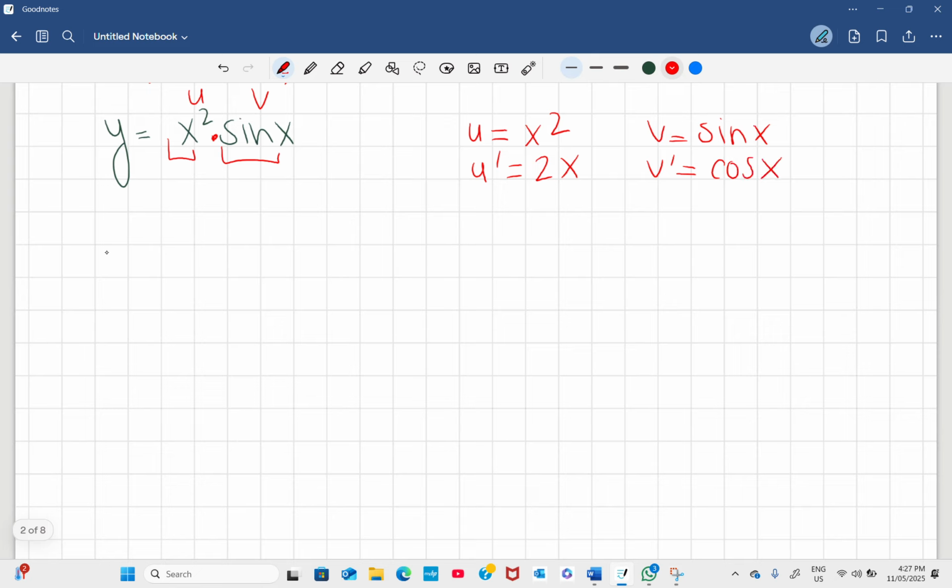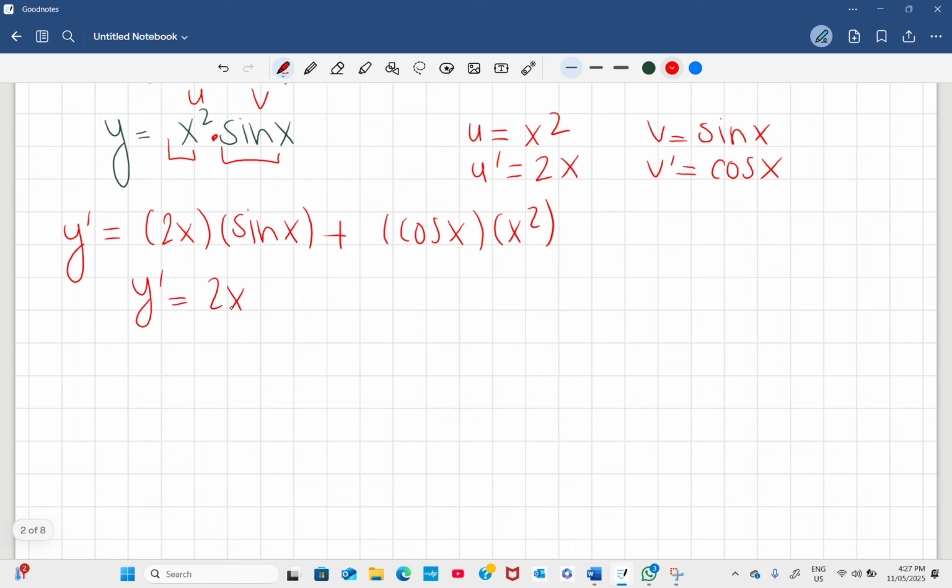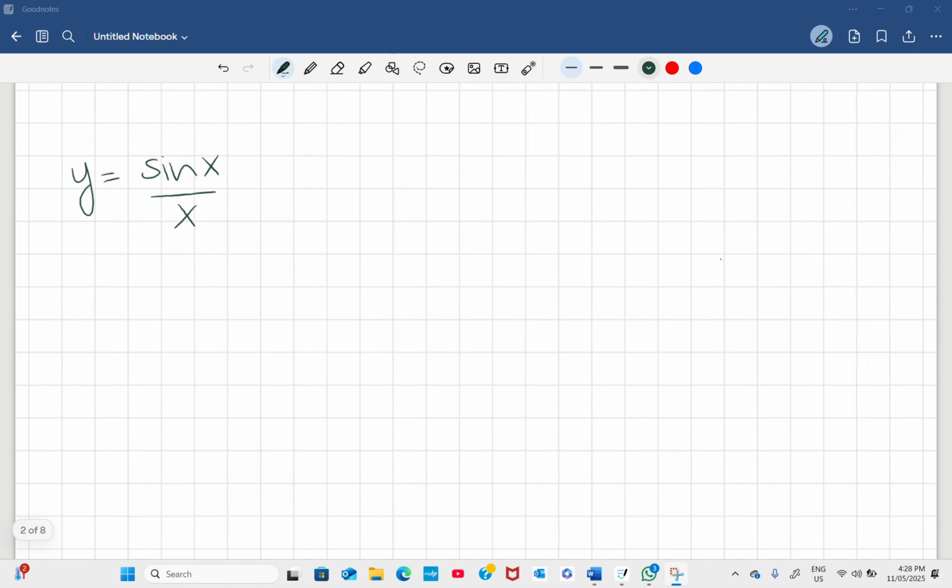Now I'm just gonna apply the rule, so y prime is equals to u prime v, which is 2x times sine x, plus v prime u, which is cosine x times x squared. Now just put the terms together, 2x sine x plus x squared cosine x, and that's my answer. Okay, so this is our next question.